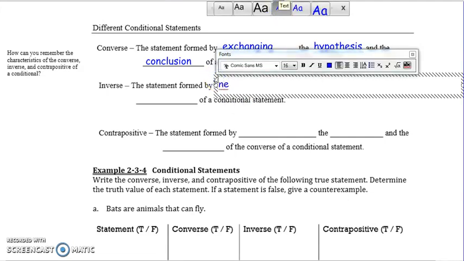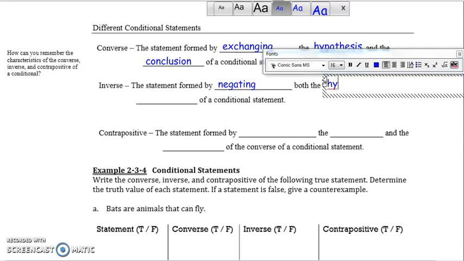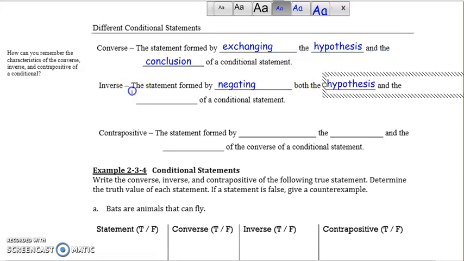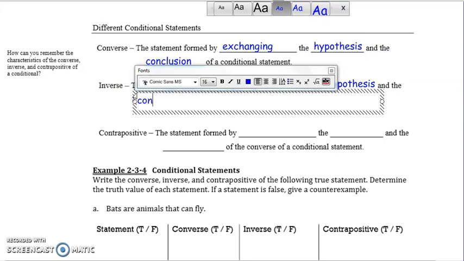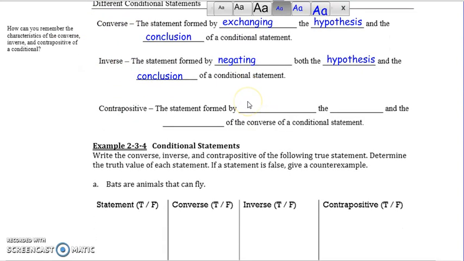The next one we're going to talk about is the inverse. And inverse is when we use negation. We're using the word not, or changing its truth value, for both the hypothesis and the conclusion, but we don't switch anything around. We're just saying the opposite truth value. Okay, so that's the inverse. Invert, I always think of flipping a cup upside down, so we're flipping its truth value. So converse, switching. And inverse, negating and saying not, changing its truth value.